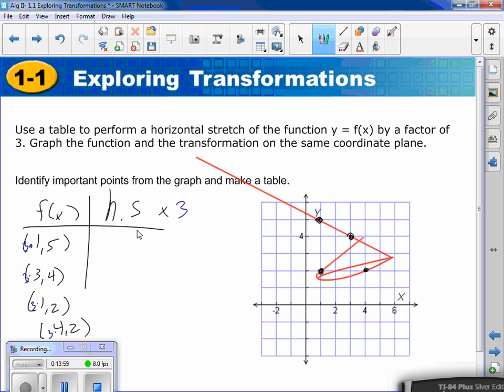What's my new coordinate for the first one? 3, 5. What about this one? 9, 4. Let's see, 7, 8, 9, 4. What about this one? 3, 2. And the last one, 12, 2. And I'm off my paper. It'd probably be right around here.